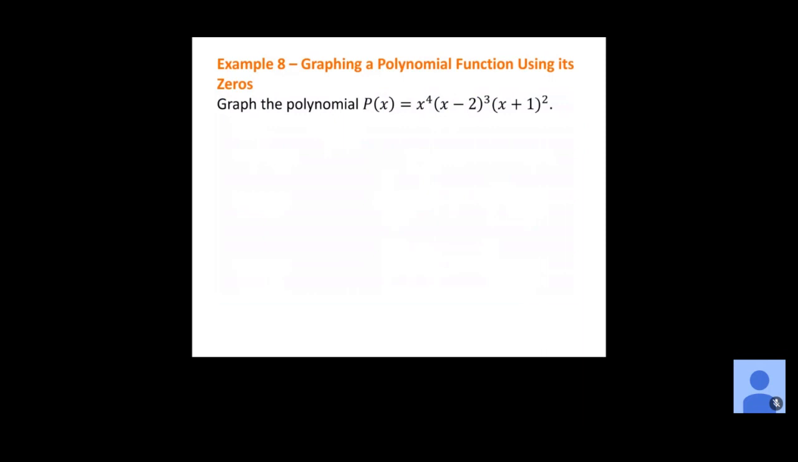All right, so let's take a look now. Example 8. We want to graph this polynomial function. Same thing: we're looking for the zeros, thinking about end behavior, and then we're going to use that to actually sketch what this graph would look like. Well, it's already in factored form for us.